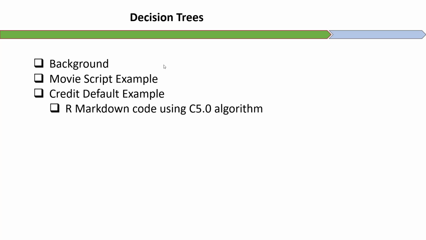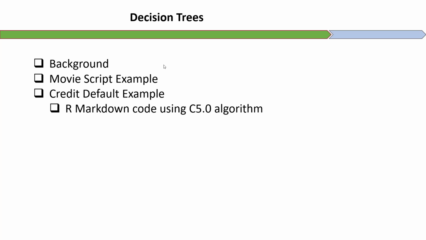We'll first explore a little bit of background about decision trees. We'll take a very simple example and then we will move on to the movie script example. We will see how the classification works at a theoretical level using the movie script example. We'll implement our Markdown code for the credit default example.